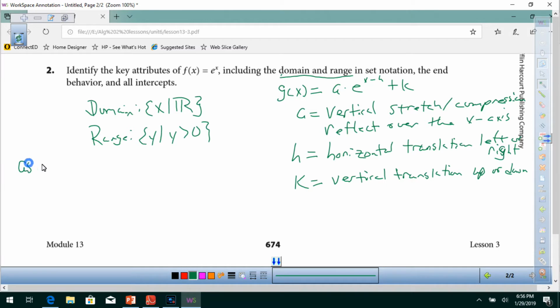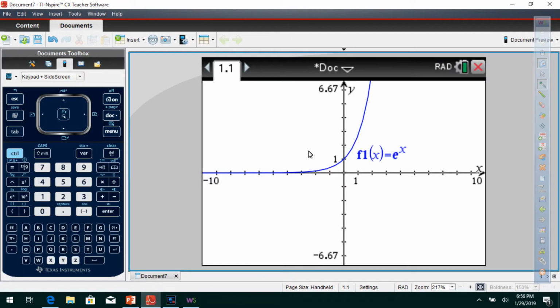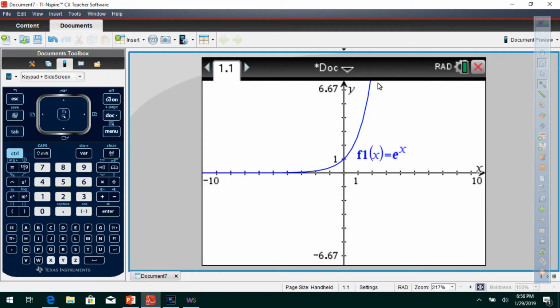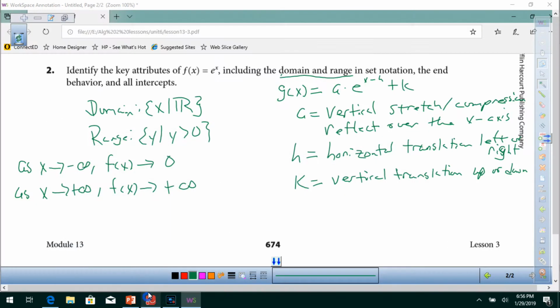Okay, so we got the domain and range, and let's see the end behavior. As x approaches negative infinity, f of x approaches 0, and we can look on here and see that. As it gets further out here, the closer it gets to 0. As x approaches positive infinity, f of x approaches positive infinity. And again, we can see that because it's going up. All right, good. And so we got the end behavior.